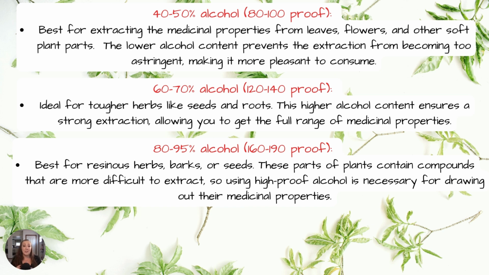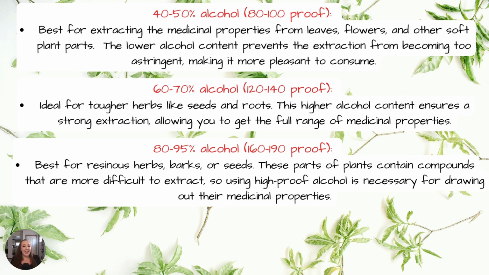So 60 to 70% alcohol or 120 to 140 proof. This is ideal for tougher herbs like seeds and roots. So this higher content ensures a strong extraction, allowing you to get that full range of medicinal properties that you are most likely looking for.